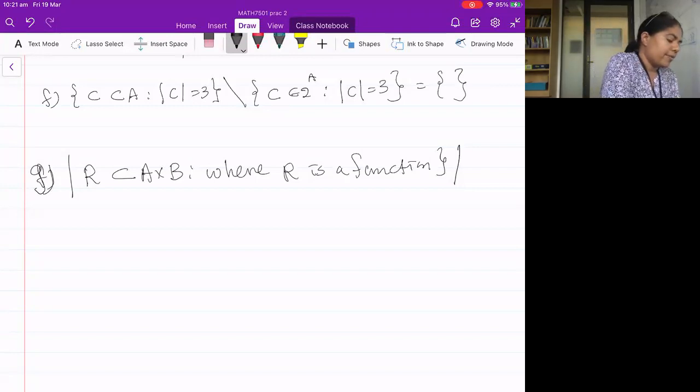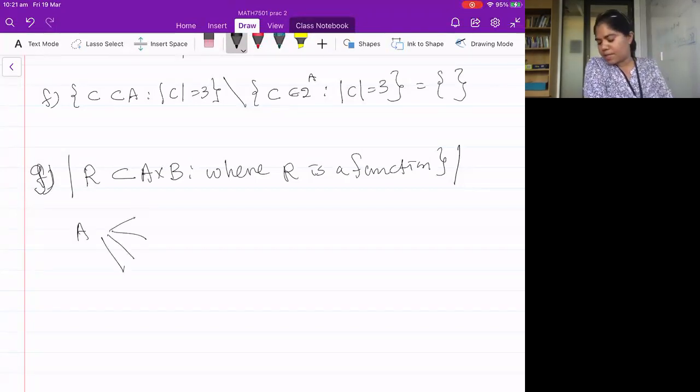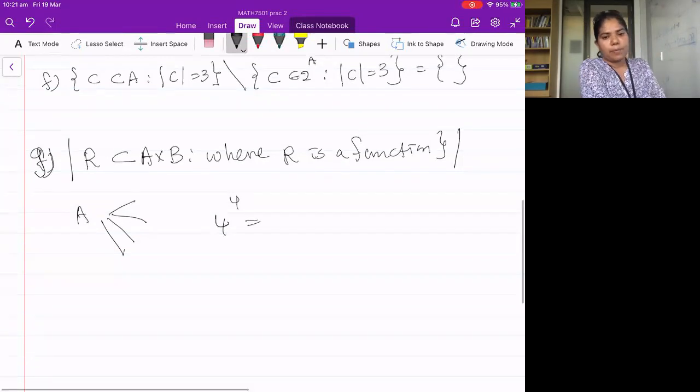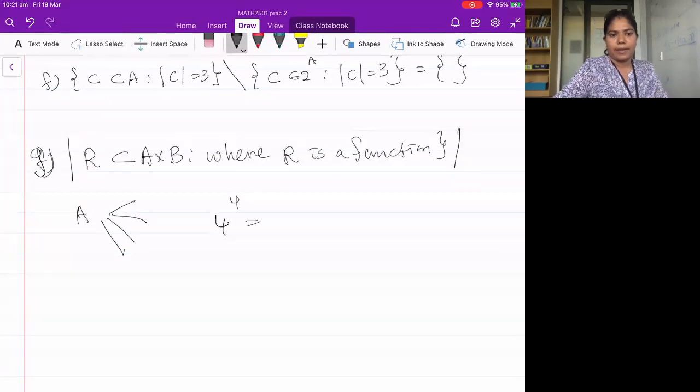For each element of A, there are 4 possibilities. Because A has 4 elements, you get 4 to the power 4, which is the number of functions. You should be able to count this, 4 to the power 4. Okay, that's the last question. Okay, the next question is logic.